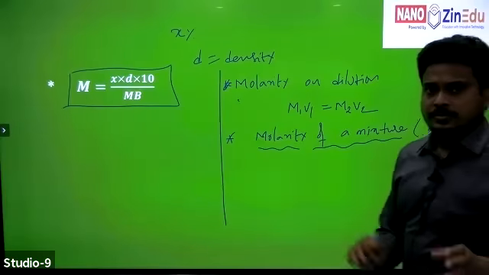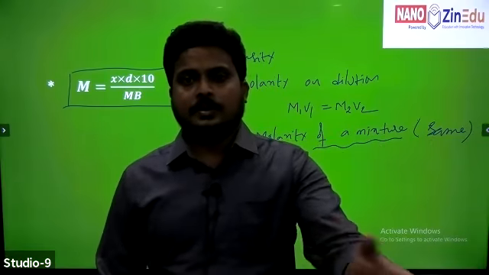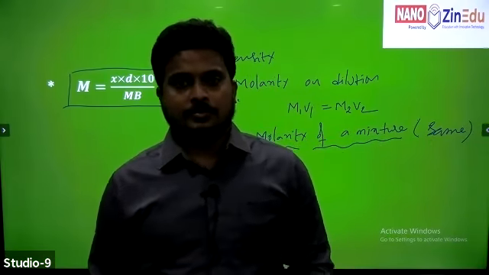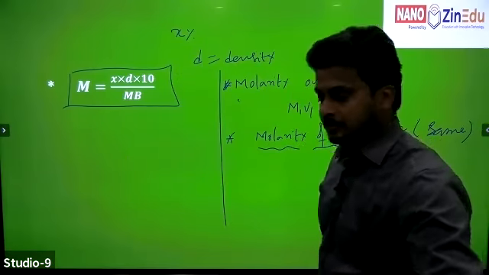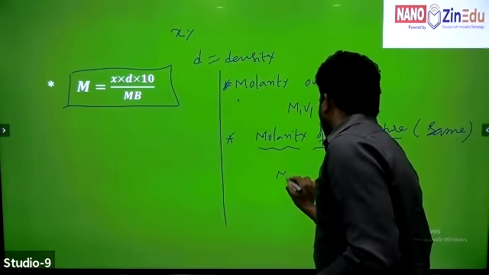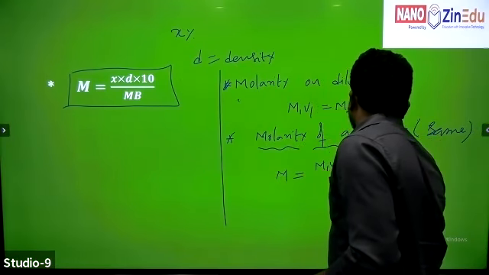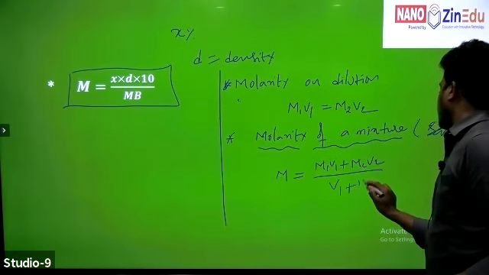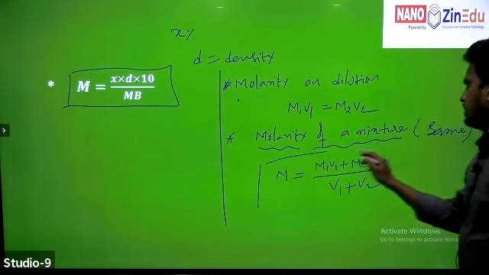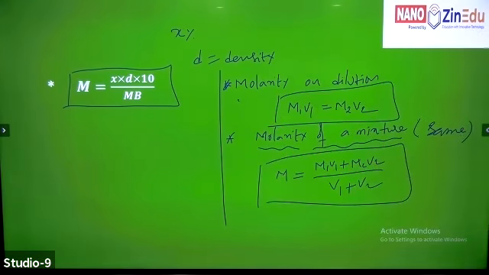When two solutions mix together, it forms a third solution. Both solutions are having the same solute, right? So the resulting solution molarity is equal to M1V1 plus M2V2 by V1 plus V2. Use this formula to calculate molarity in different cases.